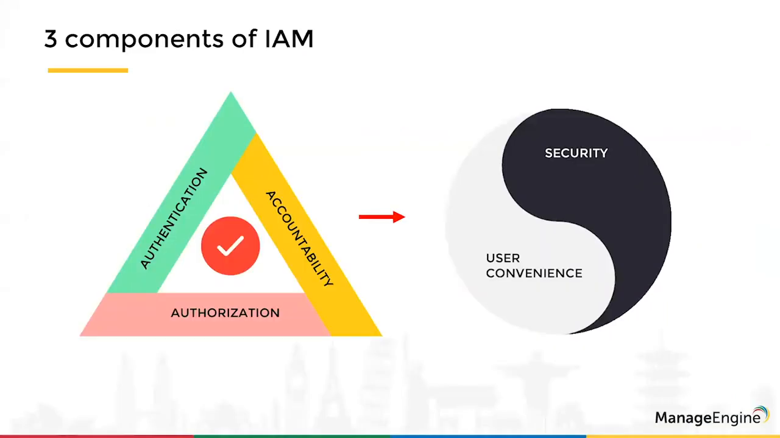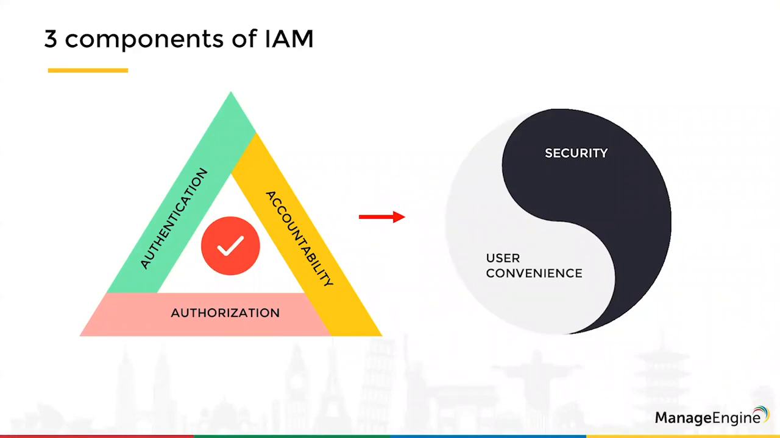So, three components of IAM. I'm going to start off with authentication, accountability, and authorization. Those are the three pillars of my triangle, the core three components. And where does this lead to? It leads to user convenience and security. They are overlapped, but when we talk about user convenience, security takes a hit, and when you talk about security, user convenience takes a hit.